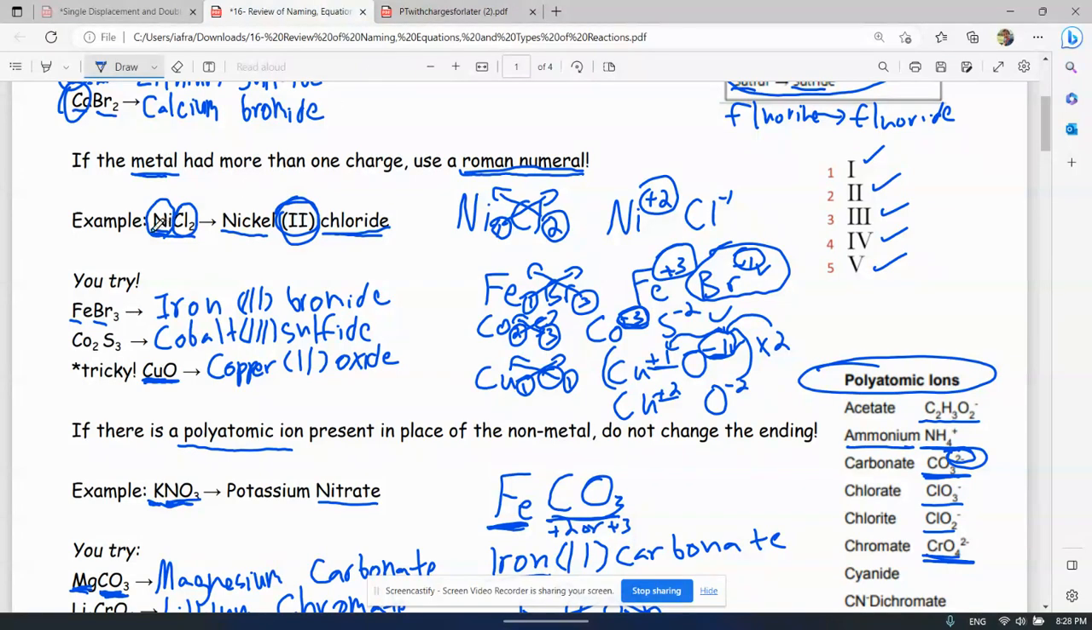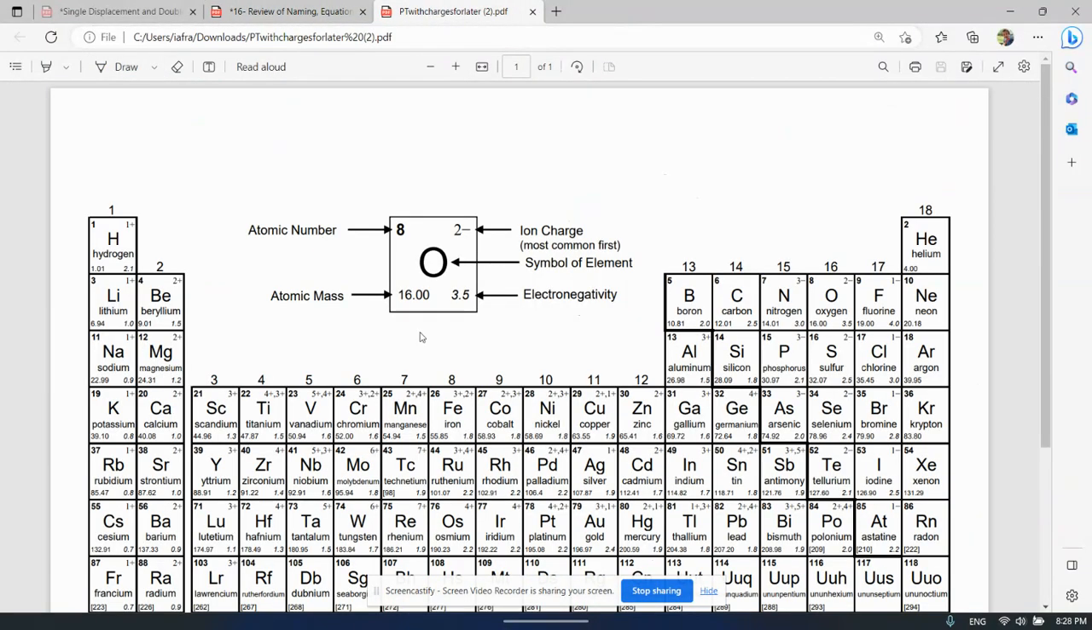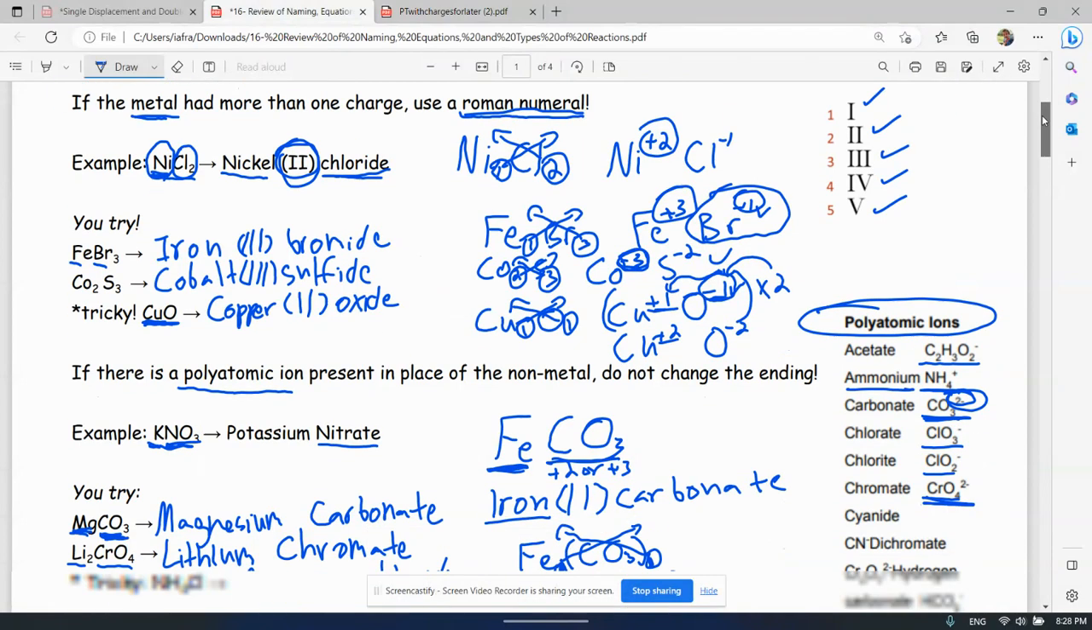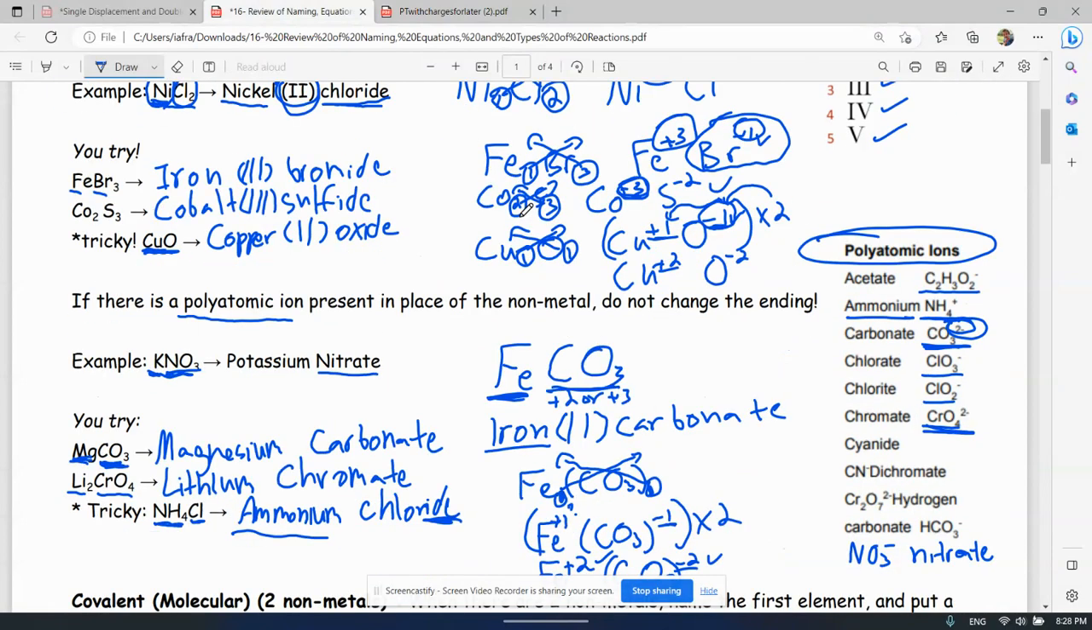How do you know if you have a metal that has more than one charge? Just go to your periodic table and you'll see more than one charge listed. If it doesn't have more than one charge, you don't do Roman numerals. Then we saw how to name ionic compounds that contain polyatomic ions. And polyatomic ions, eventually you do have to memorize them. For now, though, they'll be provided to you on a table like this.